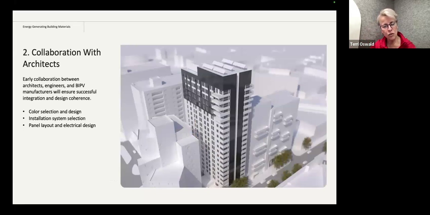Collaborating with our architects is super important, especially in the early stages, because we have different installation methods, and you may not be aware of them, that can ease the installation process for the project.